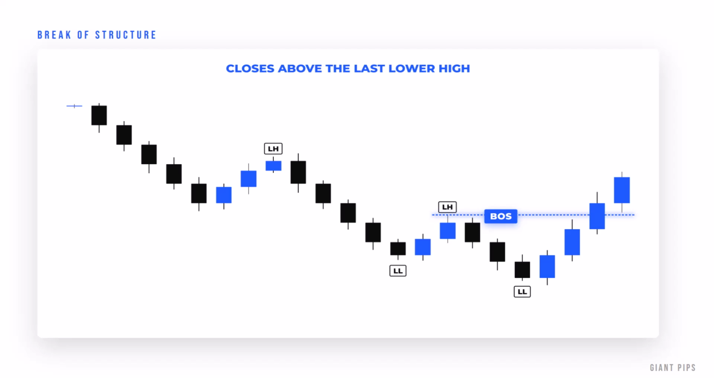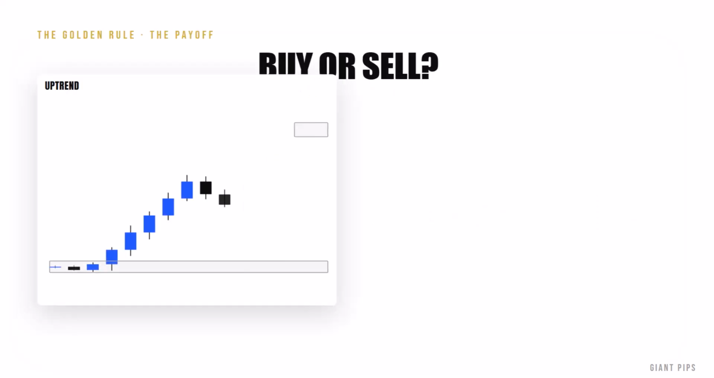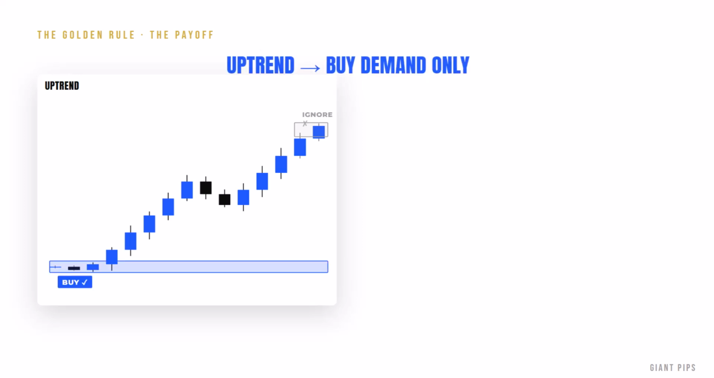Now, here's the rule that ties this whole thing together. If the market is in an uptrend, and I want you to think about this, do you think we should be buying or selling? That's right. In an uptrend, you only buy demand zones. You completely ignore the supply zones. Do not try to sell them. Because if you try to sell into an uptrend, the market is going to run you over again and again and again, and you'll stack up losses fast.